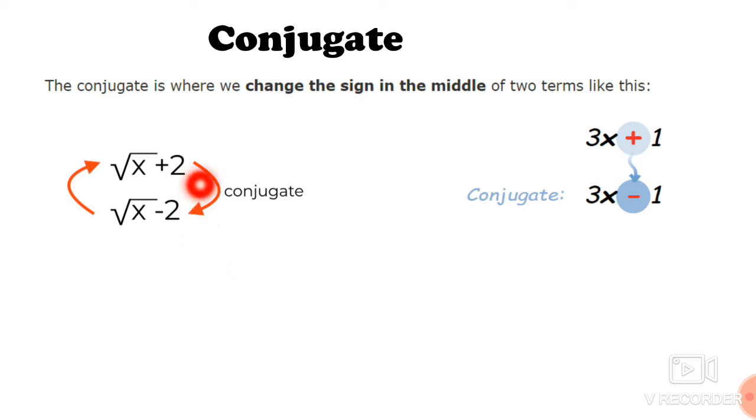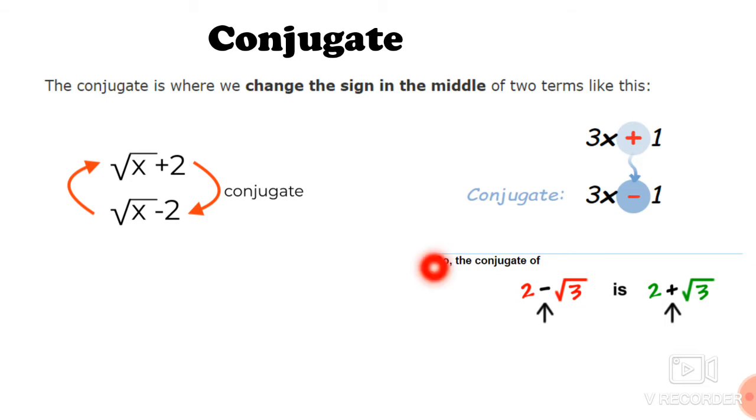Similarly, conjugate of square root x plus 2 is square root x minus 2, or the conjugate of square root x minus 2 is square root x plus 2. The middle sign is changed, so these are the conjugates of each other. 2 square root 2 minus square root 3, its conjugate is 2 plus square root 3.